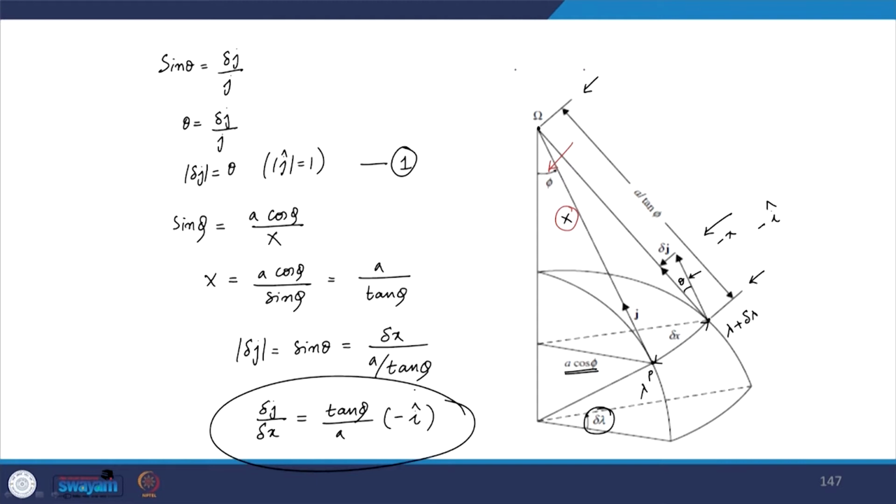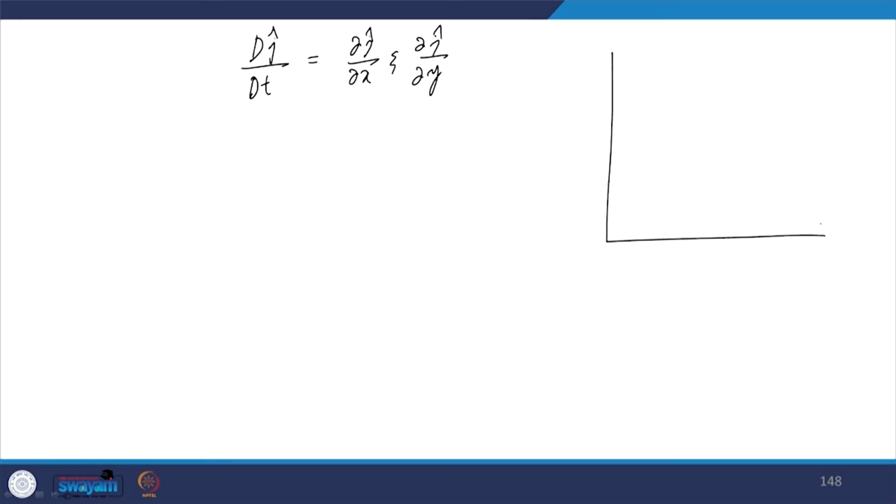Like I said before, if you want to find out d j cap by dt, it has to be a combination of dou j cap by dou x and dou j cap by dou y. Now we should also wonder what will happen to j. How will j change if there is northward motion? So far we have seen the eastward motion. How will the eastward motion influence delta j? Let us see how the northward motion will change the unit vector j.